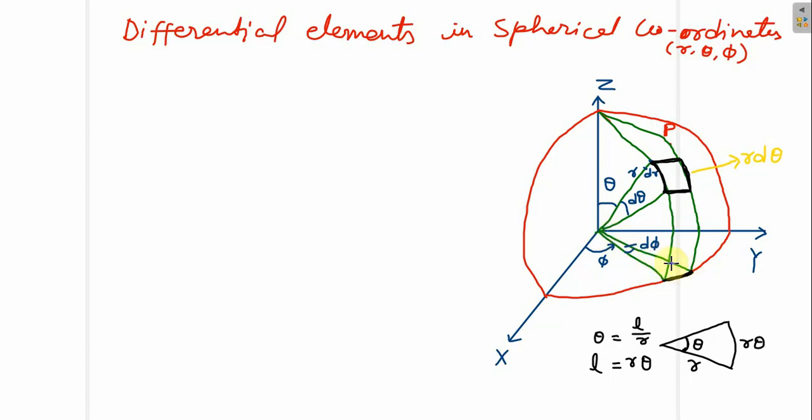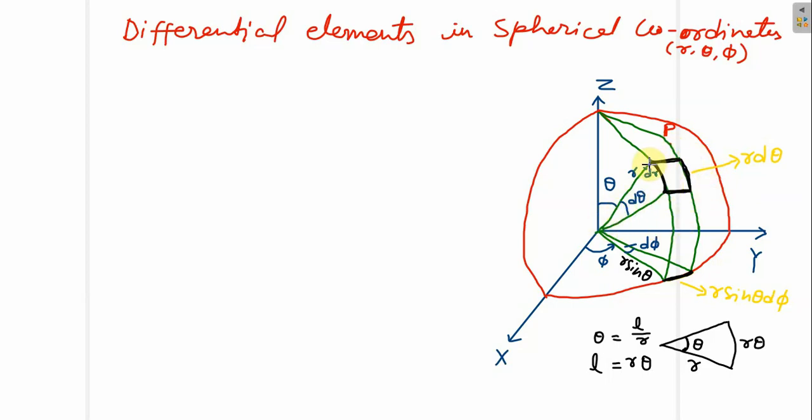Okay, so this length is your r sin theta, and the angle is how much? d phi. So if this length is r sin theta and this angle is d phi, what will be this length? Its length will be r sin theta d phi. See, it is very important to understand how I have made this.